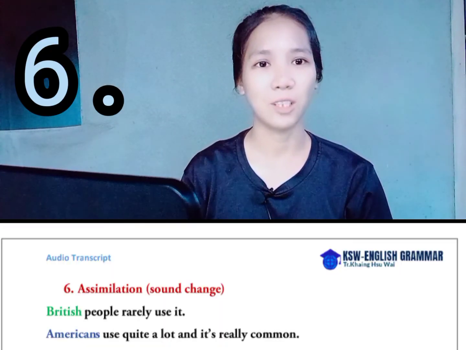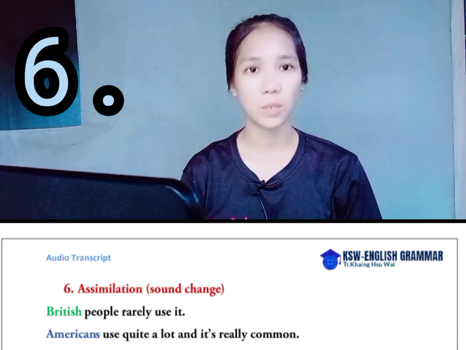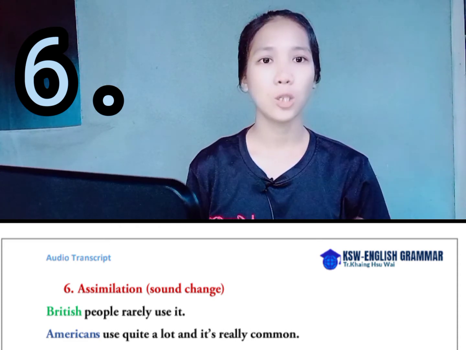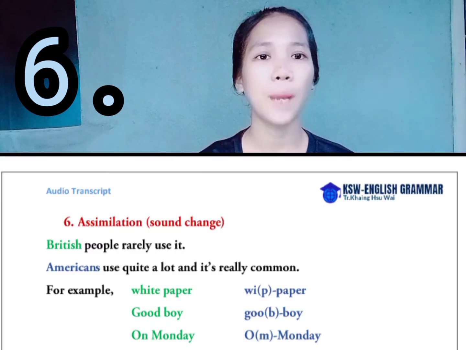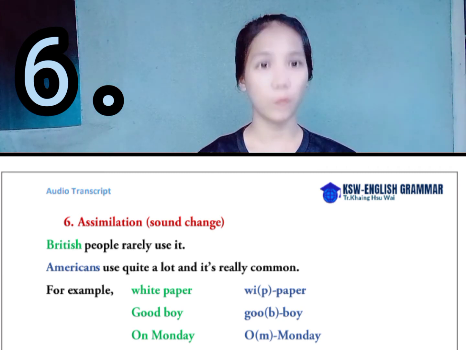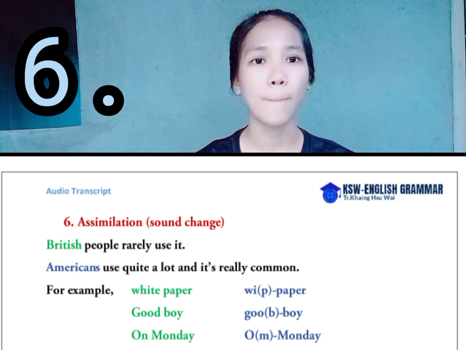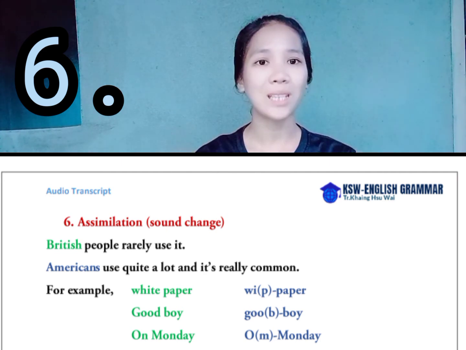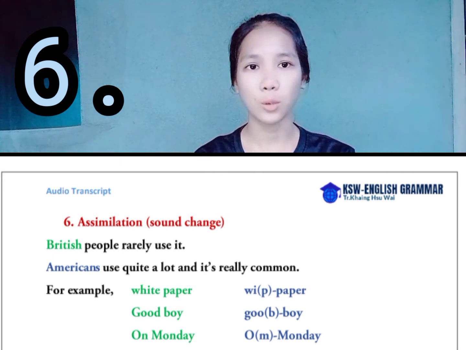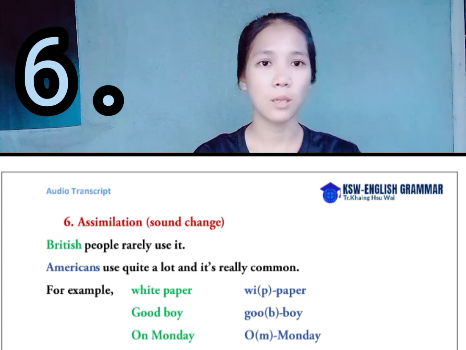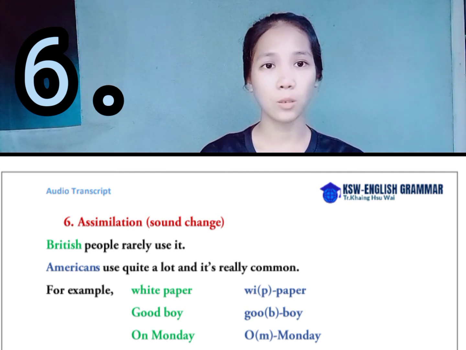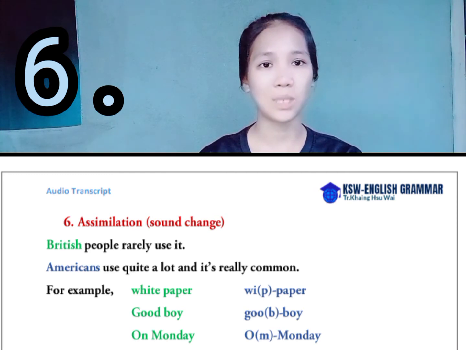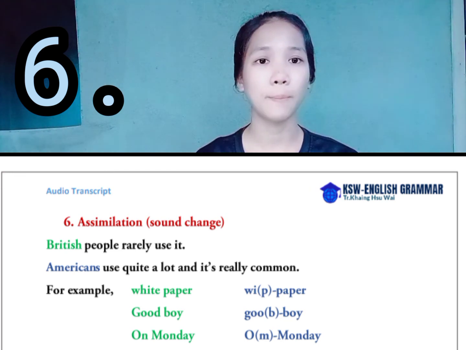And number 6. They use the assimilation. British people rarely use it, but American is quite use it a lot and it's really common. For example, white paper. This is very British, but Americans say white paper because they change the T sound into the P, because after white it comes paper, right? So paper begins with P, so T is changed into P. So white paper.